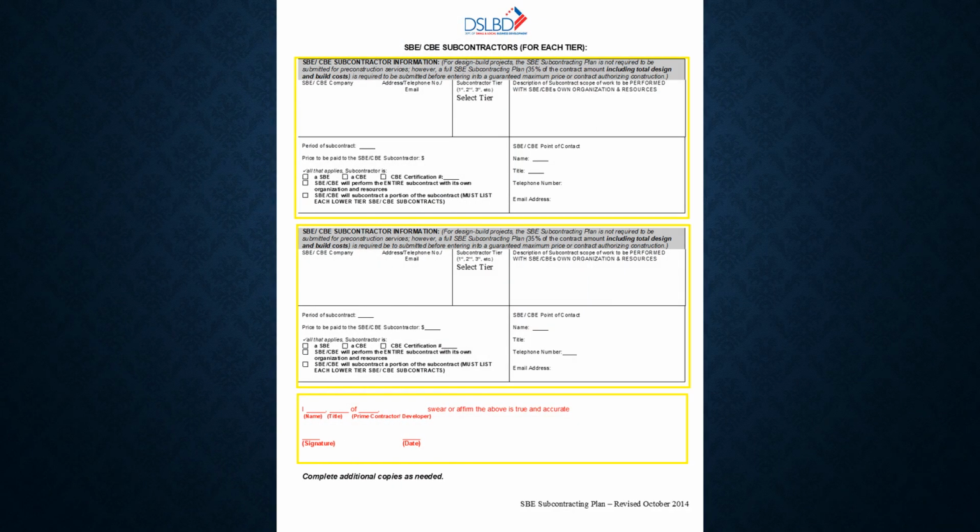Next is an example of what the SBE, CBE subcontractors will complete for their portion of the SBE subcontracting plan. This needs to be completed for each tier that is an SBE or a CBE. So if you have SBE or CBE subs, please complete this section of the subcontracting plan for each sub, indicating their tier. If you are an SBE or CBE, please complete this section of the subcontracting plan for your firm and any subcontractors that you may have.